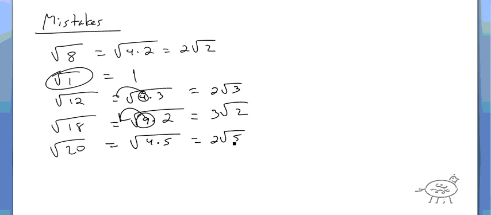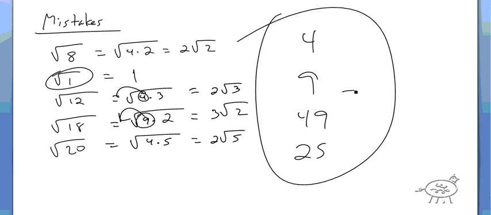If you're not sure, start dividing by 4, start dividing by 9, start dividing by 49, and 25. Start dividing by those values and see if you can pull something else out. All right? I got a couple more things to show you here.